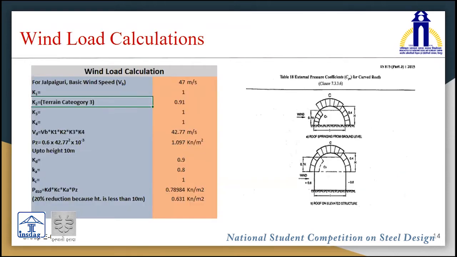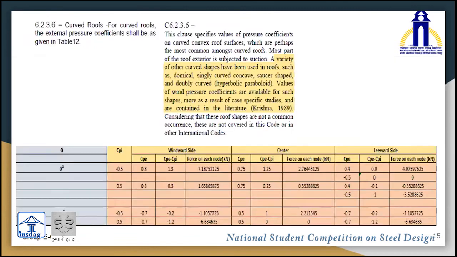The wind load calculation has been done by IS 875 part 3 2015, and it is further cross-checked by taking reference of JD Homes and an Australian manual. This is the clause which says slight difficulties can be faced when we are designing curved roofs following IS 875. This is a clipping.